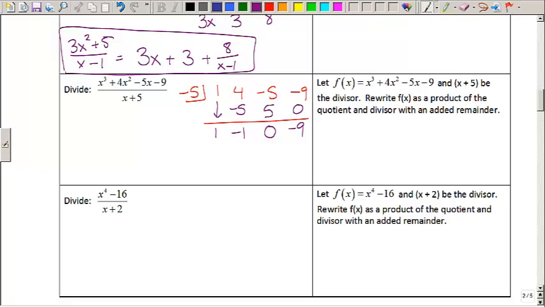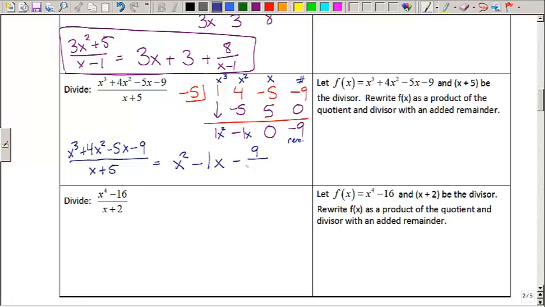Notice that my first exponent was a cubed, so that means I drop it by 1, I get an x squared. My next one was an x squared, I'm going to drop it by 1. Negative 5 was an x, so that would be my constant down here, and my negative 9 was my number, so this is going to be my remainder. So the answer to our division problem is 1x squared minus 1x plus 0 as a constant, so I'm not going to write that, minus 9 is my remainder over x plus 5.